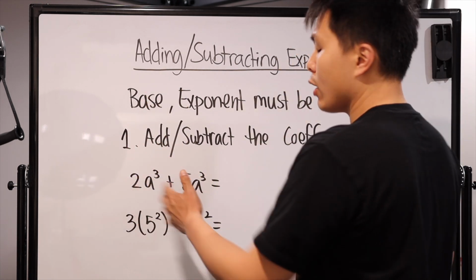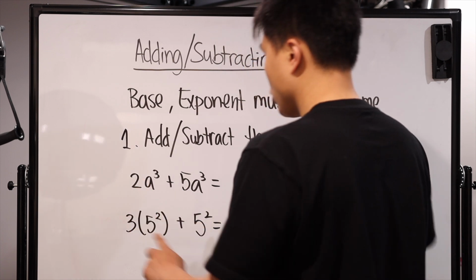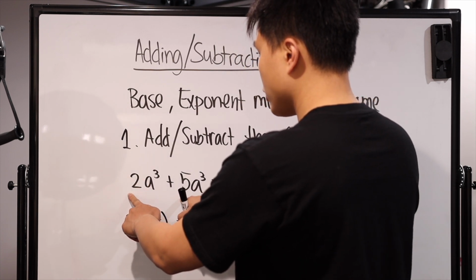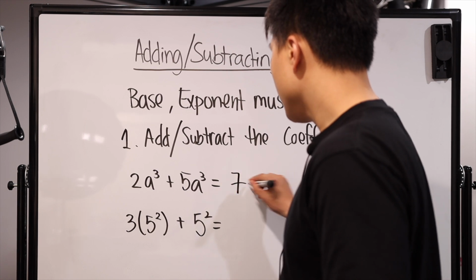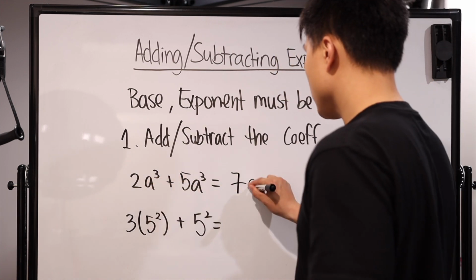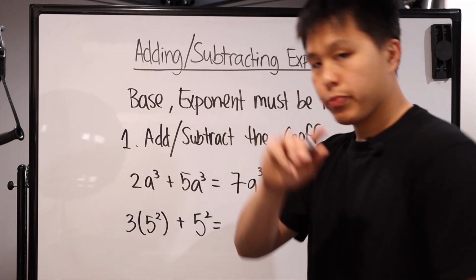What you're going to do is either add or subtract the coefficient. In this case, the coefficients are 2 and 5. So therefore, the final answer would just be 7, and the exponent expression is still the same.